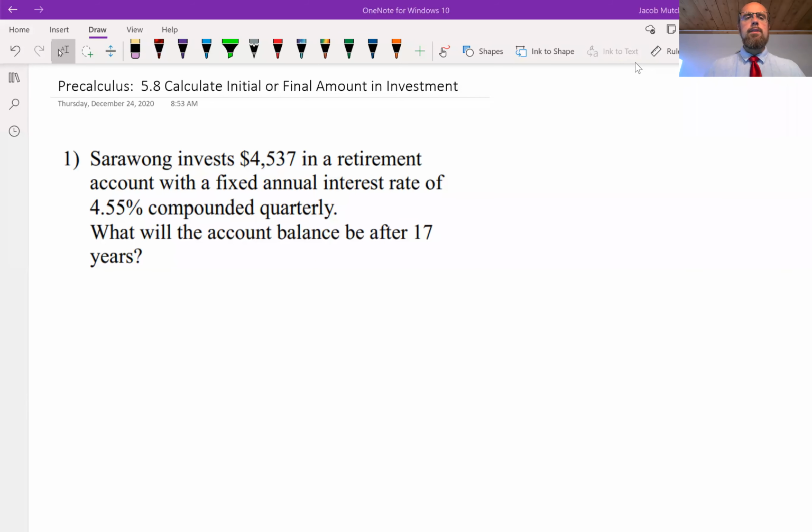Welcome to Pre-Calculus. Today we will investigate investment, specifically looking at compound investment. And we want to calculate initial or final amounts. We'll take a look at two examples.